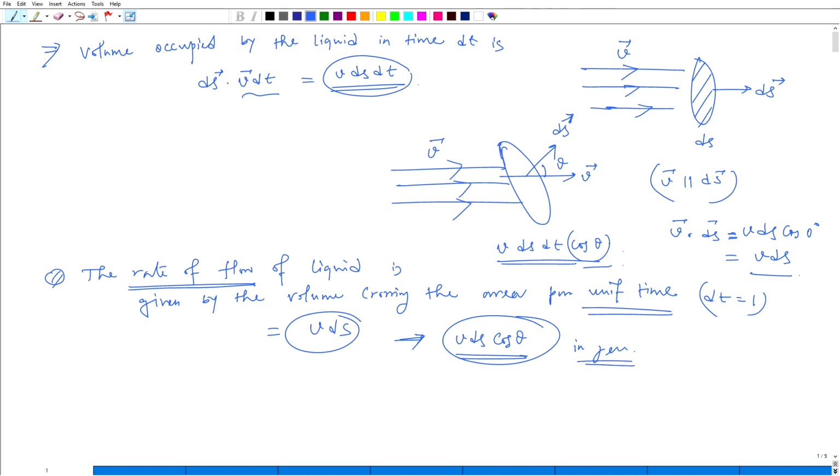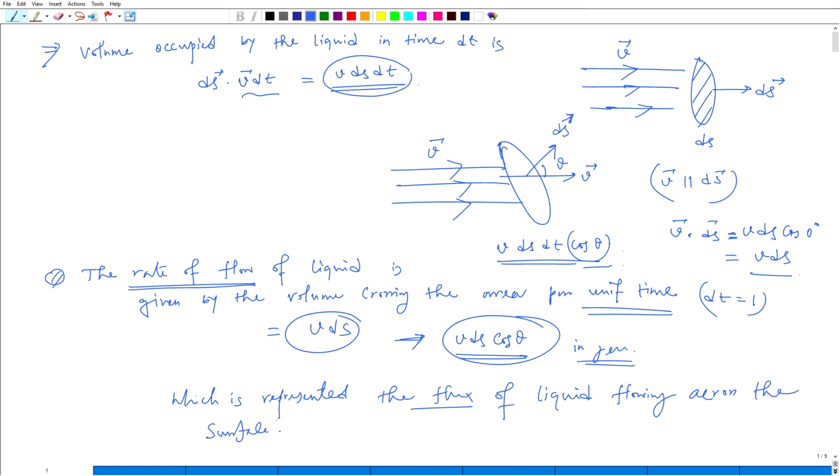So this represents the flux of liquid flowing across the plane or across the surface. Okay. So this is the flux in the case of liquid. In general, it is v ds cos theta.